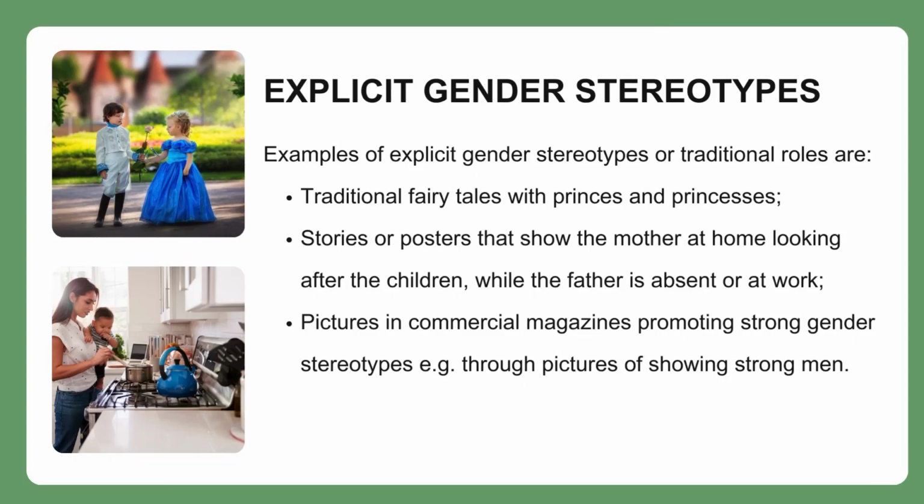1. Explicit gender stereotypes. Examples of explicit gender stereotypes or traditional roles are traditional fairy tales with princes and princesses, stories or posters that show the mother at home looking after the children while the father is absent or at work, and pictures in commercial magazines promoting strong gender stereotypes, for example, through pictures showing strong men.